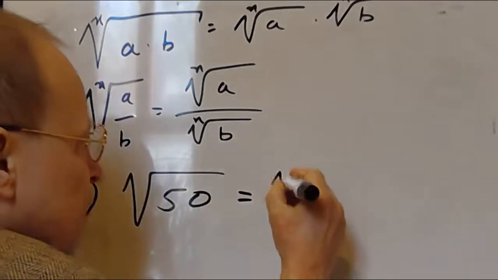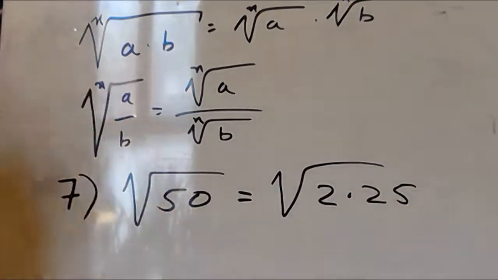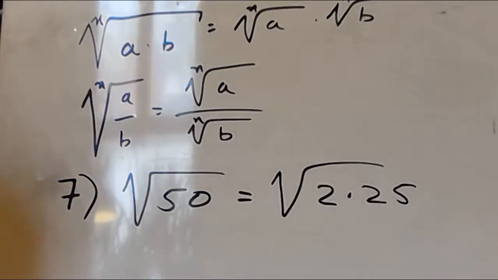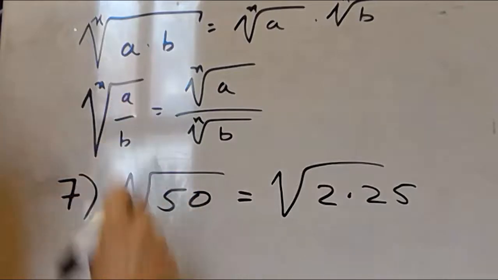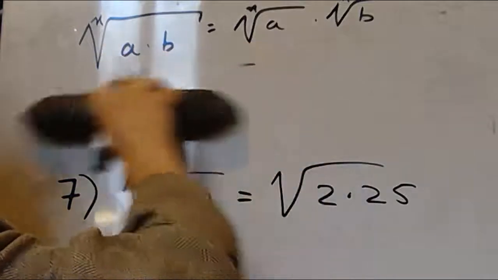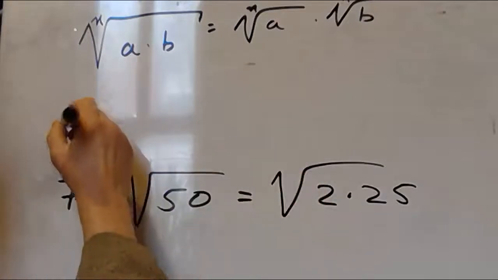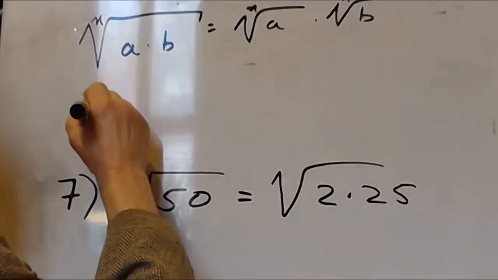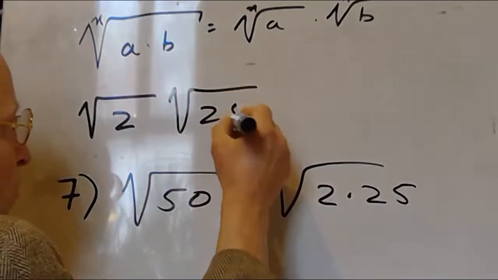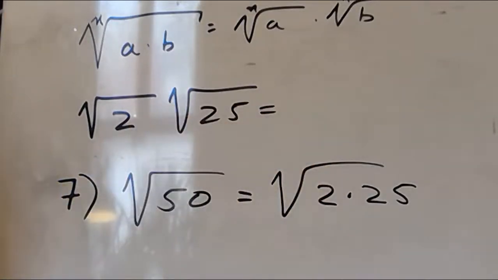So what we can do is break this into 2 times 25, and we know that 25 is a perfect square. So what we're going to do, and I'll erase these rules, I'll just keep the product rule up there. Notice this is a square root with no number in there. We're going to break it based on the product rule: square root of 2, square root of 25. Now we know that the square root of 25 is 5.